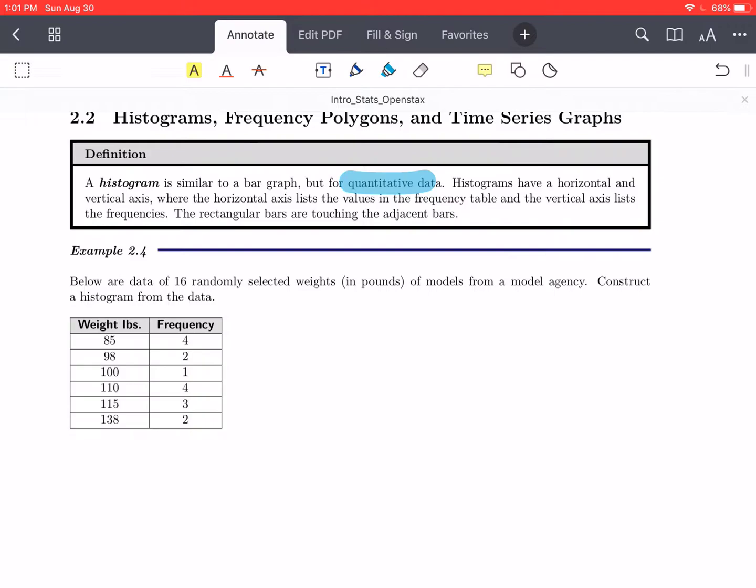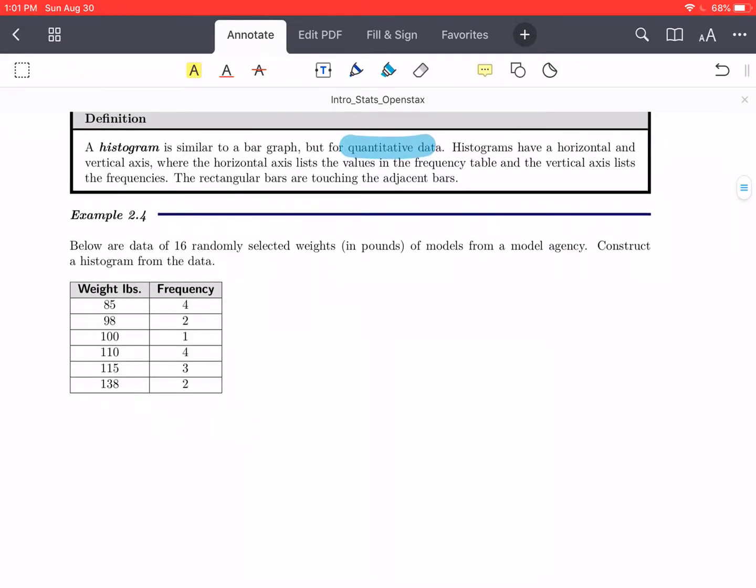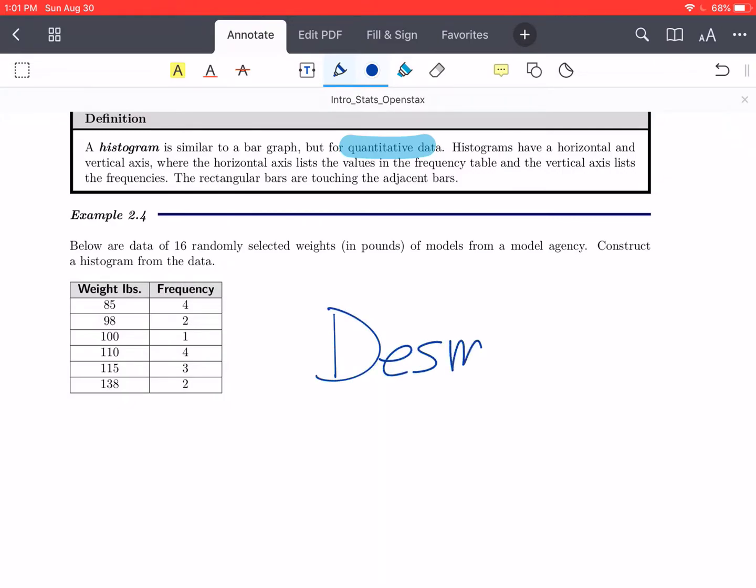So for this example, below are data of 16 randomly selected weights in pounds of models from a model agency. Construct a histogram from this data. What I'm going to do is use technology, show you how to do this with technology, and we'll be looking in just a little bit at an example we're going to do by hand. But for this one first, we're going to hop onto Desmos.